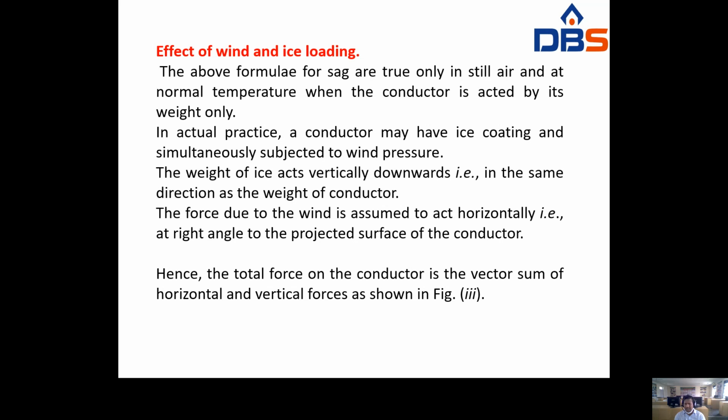The force due to wind is assumed to act horizontally, in the same direction as the tension. That means, as we already discussed, the tension force acts horizontally and the weight force acts vertically. Similarly, the weight of ice acts downwards, the same as the weight of the conductor, and the force due to wind acts in the same direction as the tension force. Now the total force on the conductor is the vector sum of the horizontal and vertical forces.